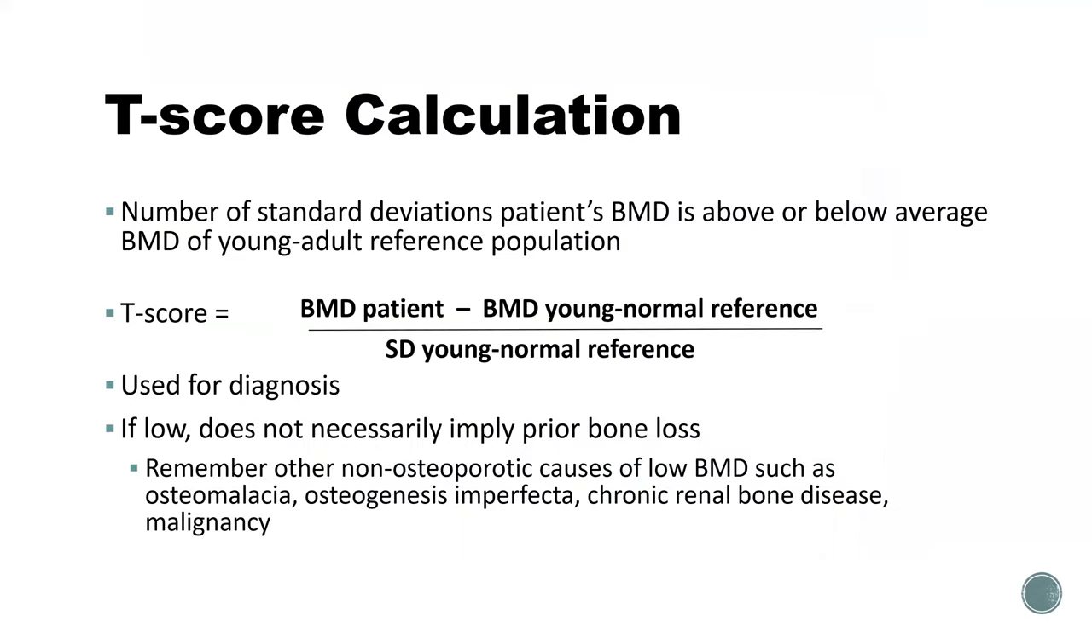So your T-score, as you all should know, is calculated based on the standard deviations of the patient's BMD above or below the average BMD of a young adult reference population. So this is compared to the ideal peak bone mass at someone about age 30 to 35. And it's used for diagnosis, so we'll come on to that a bit later on. But if it's low, it doesn't necessarily imply that it's osteoporosis. Do remember there are other non-osteoporotic causes of low BMD, such as osteomalacia or even osteogenesis imperfecta, a genetic problem, renal bone disease, malignancy, etc.